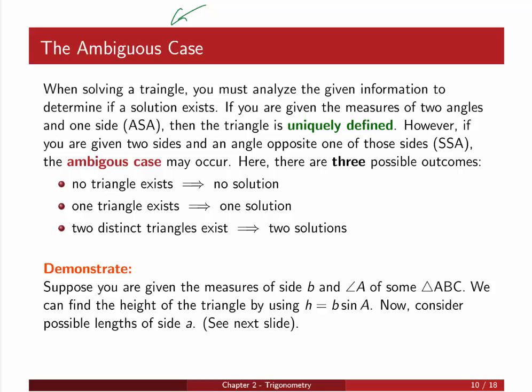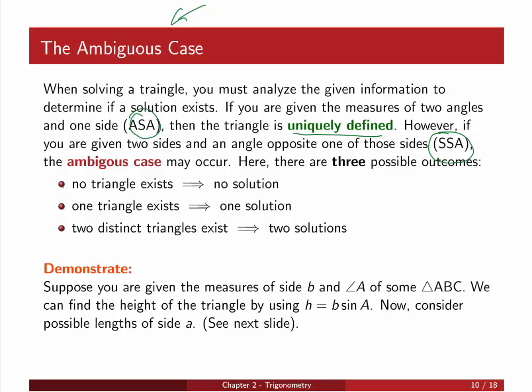well, first of all, the cases we had before, if you're given measures of two angles and one side like this, then they're uniquely defined. There are a few other instances when we have things that are uniquely defined. If you have a side-side angle situation, where you're given two sides and an angle opposite one of those sides, then the ambiguous case might occur.